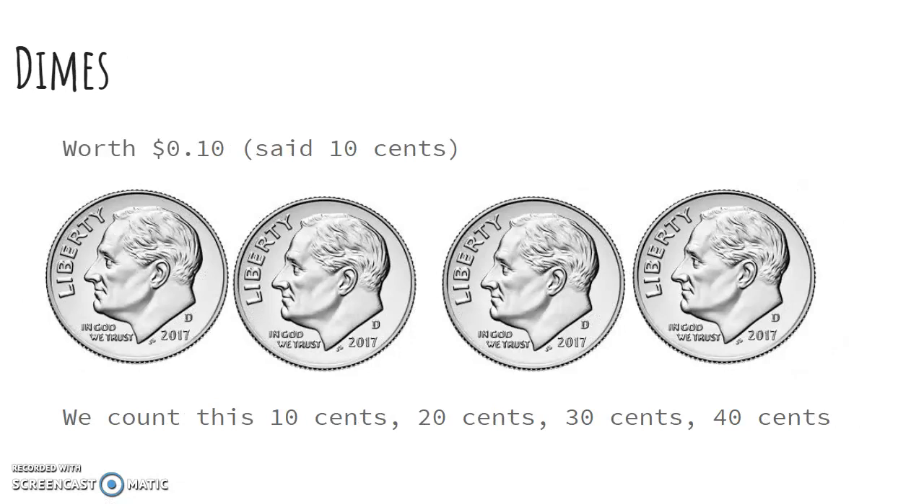Dimes. Dimes are worth 10 cents. So I have 4 dimes. So I skip count by 10 to figure out how much I have in dimes. So I have 10 cents, 20 cents, 30 cents, and 40 cents.